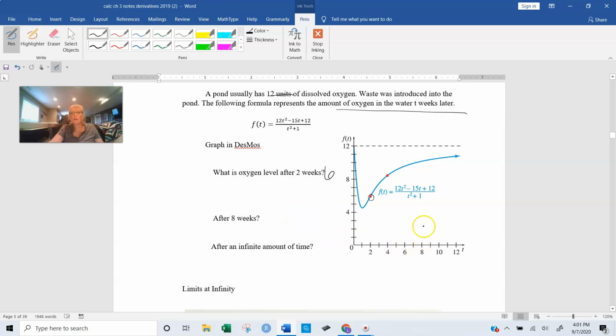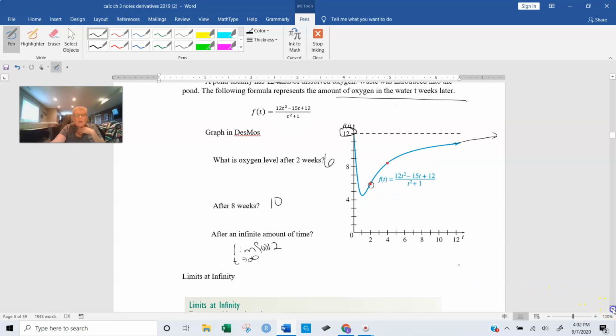After 8 weeks, let's go up here. That's about 10. After an infinite amount of time, so we know that this thing is going on and on forever, it's going to approach 12, but it will never equal 12. So the limit as t approaches infinity is going to be 12. All right, because it's going to go on forever. So f of t.